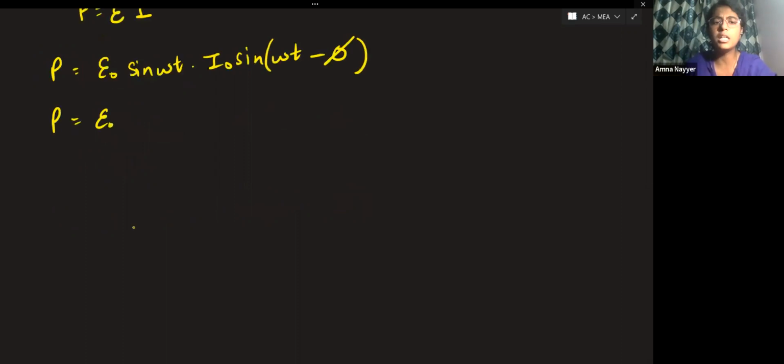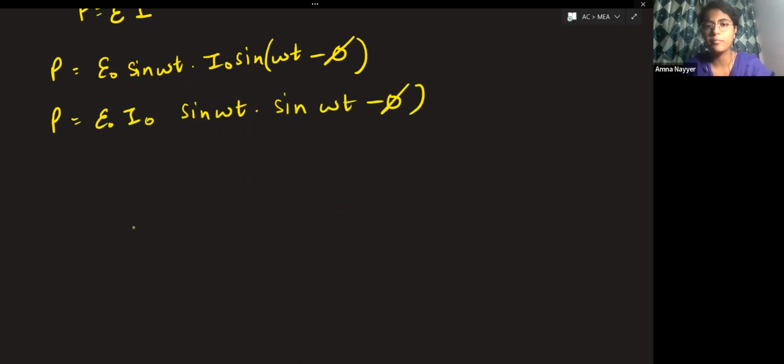Just put E naught and I naught together. So what will happen? I naught E naught sine omega t multiplied by sine omega t minus phi. So sine is actually getting multiplied 2 times. So it's better if I write it as 2 sine omega t, leaving omega t minus phi aside. Or do one thing: multiply and divide by 2.